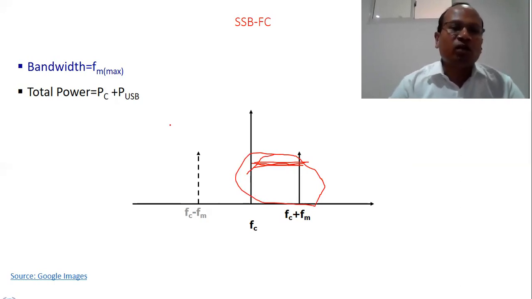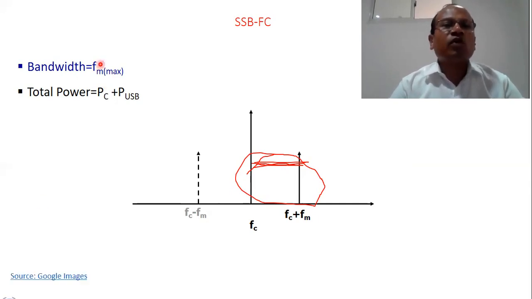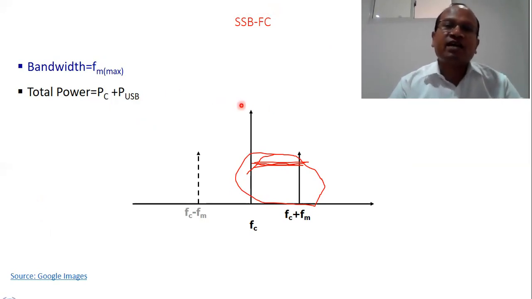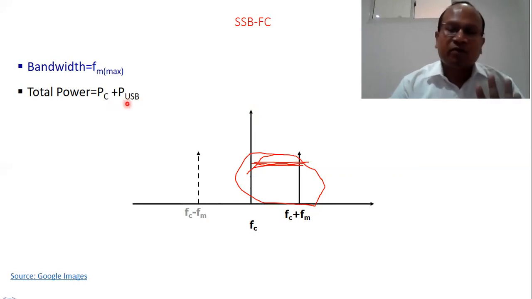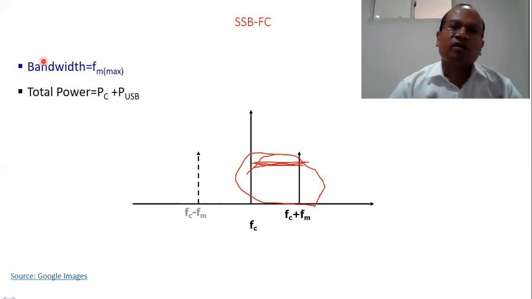And what about the total power required? The total power required will be carrier power, if it is a full carrier, plus upper sideband power. When we do not send the carrier, only the upper sideband power will be needed, and the bandwidth in both cases will be the maximum bandwidth of either of the sidebands.